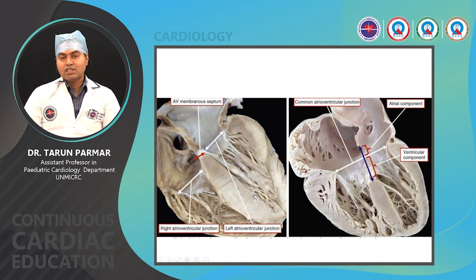This is the consistent or constant feature in all forms of AVSD, and there is this canal that is comprised of the atrial septal defect, the primum atrial septal defect, and a large inlet VSD. So this is the atrial component, this is the ventricular component, and you can see this is a common AV valve leaflet.